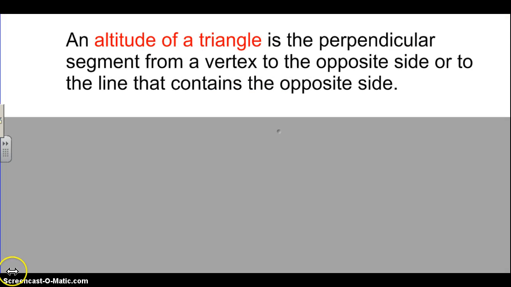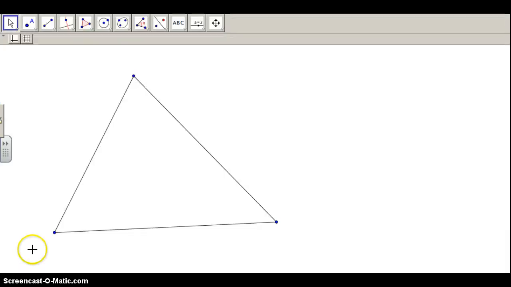So the definition of an altitude of a triangle is the perpendicular segment from a vertex to the opposite side or to a line that contains the opposite side. So that wording's a little bit different. Write that down and I'll show you what it looks like. So here's my triangle I'm going to start with. It looks like a scalene acute triangle. Now I'm just going to construct one altitude, okay?